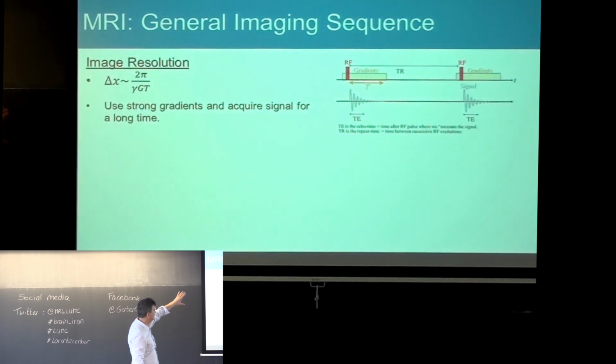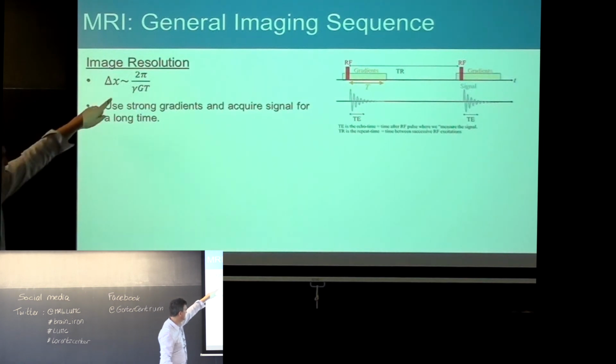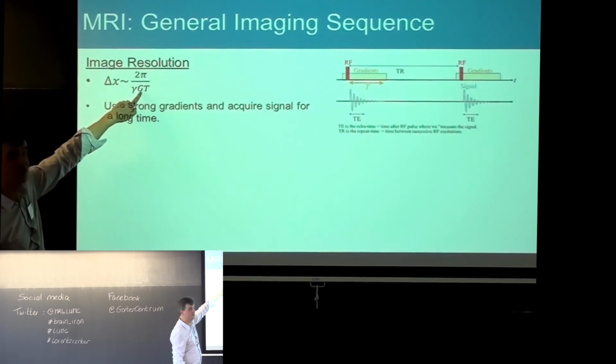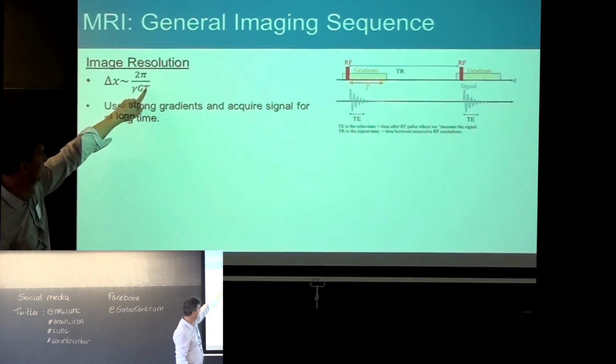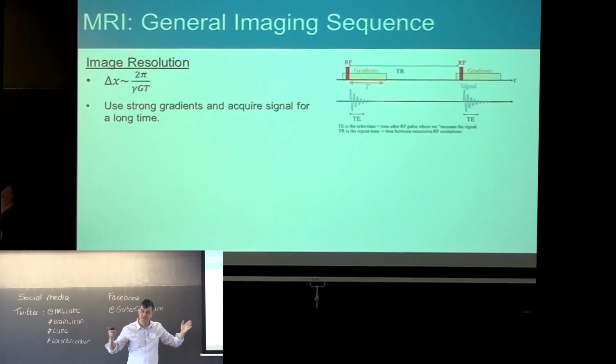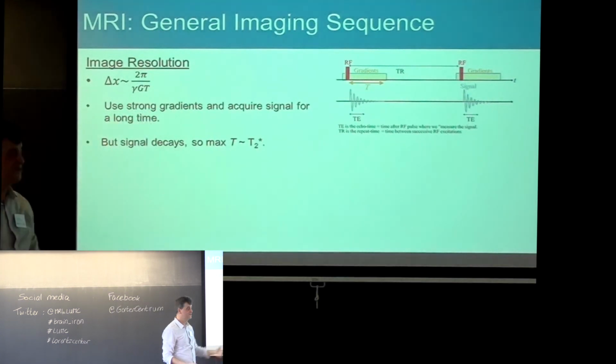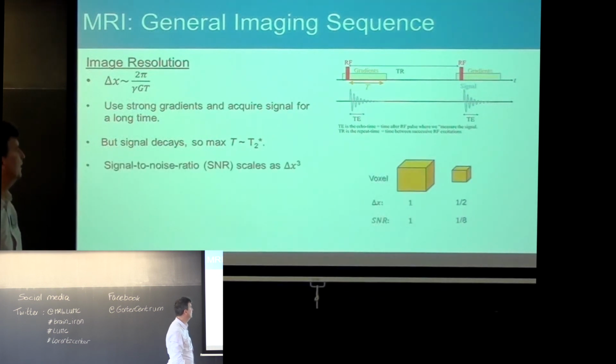Just a bit about image resolution. It turns out, without going to depth, the resolution that you obtain depends on the inverse of the gradient strength and the inverse of the time that you measure the signal for in an individual acquisition. So to get high resolution, you'd like to have strong gradients and you'd like to acquire the signal for a long time. But the signal decays away, so there's a limit on how long you can acquire it for. You can't keep acquiring it forever, it will be gone, so that's a limit. And there's also a limit on how strong the gradients you can make can actually be.